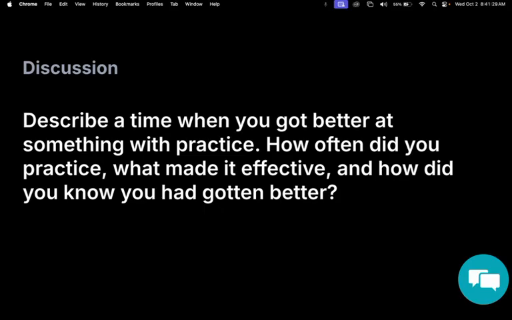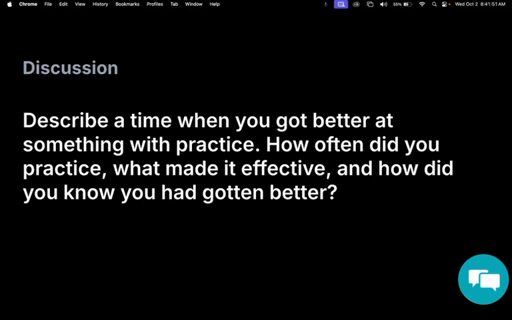So oftentimes we see that we practice something that we enjoy and we practice it often. And when we get immediate feedback, we're able to continue practicing. Like it makes us want to keep going when we have that immediate feedback. And we know we get better because we see different results.